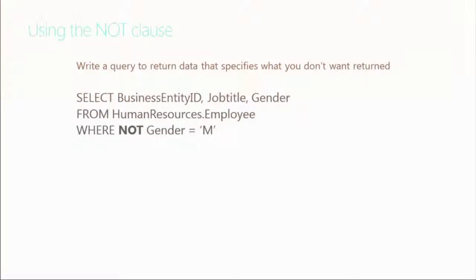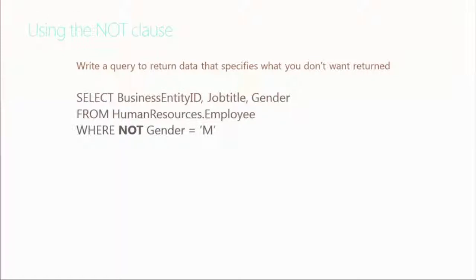What if there's content we don't want to see? We've got the NOT clause. So what I'm going to do is grab these 3 columns, business entity ID, job title, and gender, from the employee table, where not gender equal M. It's kind of weird when you say it, where not gender, but where not gender equal M. So when I run that, I should only see gender equal F, because I'm telling it I don't want to see gender equal M's.